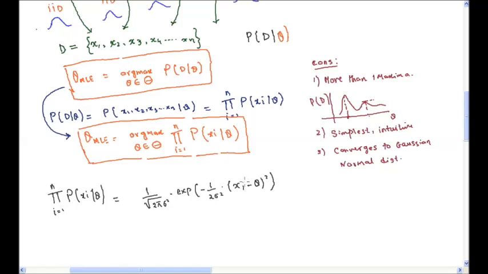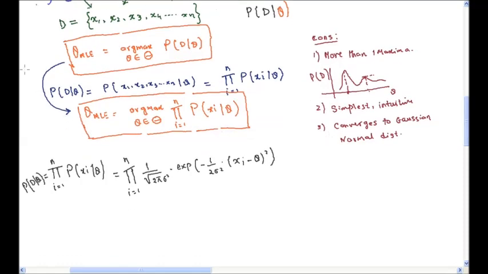Now, since I have specified i, it maps to 1, 2, 3, and 4, and we know that it is the product, i equals 1 to n. So I'm going to take the product of this distribution. That will be the distribution of my probability of data given theta. So this is basically the probability of D given theta. This is how it looks. So if I want to maximize, let us go back.